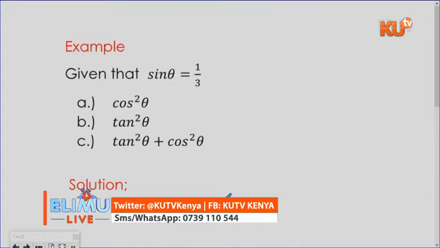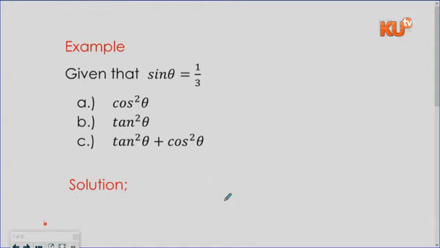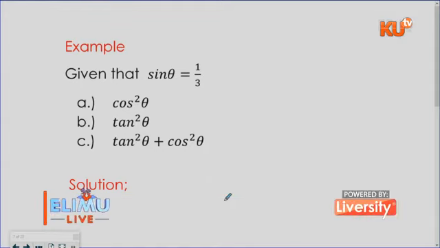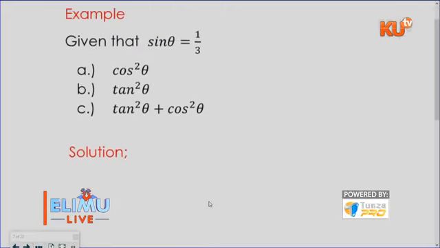So we have another example, example 3. Given that sine theta is equal to 1 over 3, you are told to work out, part A, find cos squared theta, part B, tan squared theta, part C, tan squared theta plus cos squared theta. So I hope, learner, you are writing somewhere, because these are very important chapters or concepts that you need to have. And I can assure you, you'll get one question from this particular area in your forthcoming KCSE.